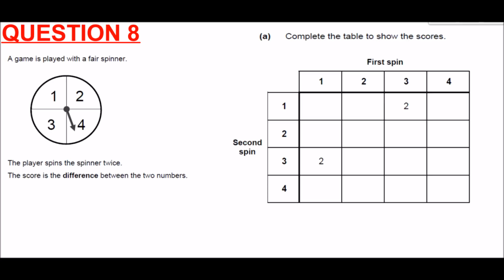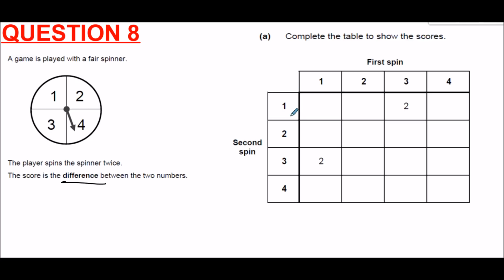Question 8. The game is played with a fair spinner. The player spins the spinner twice, and the score is the difference between the 2 numbers. Complete the table to show the scores. So, importantly, we're not going to be adding up the scores for this one. What we're going to be doing is finding the difference between the scores. Difference just means one taken away from the other, but difference isn't going to be negative.